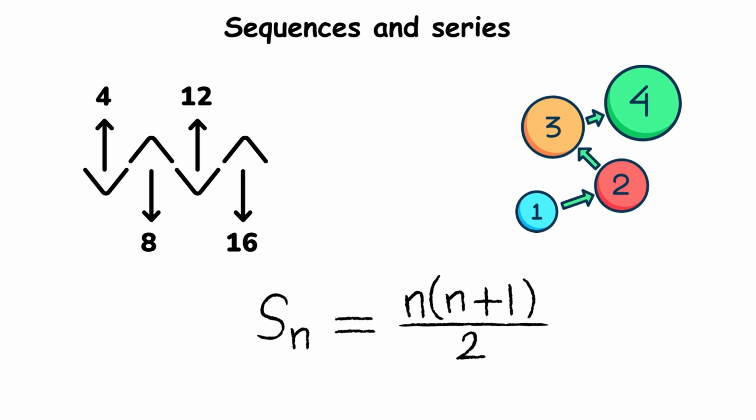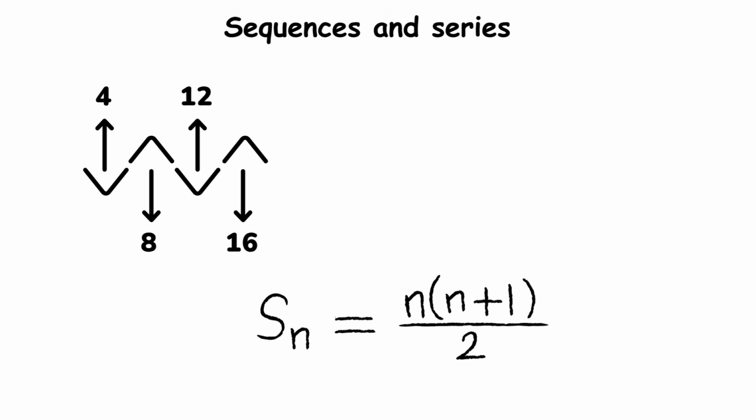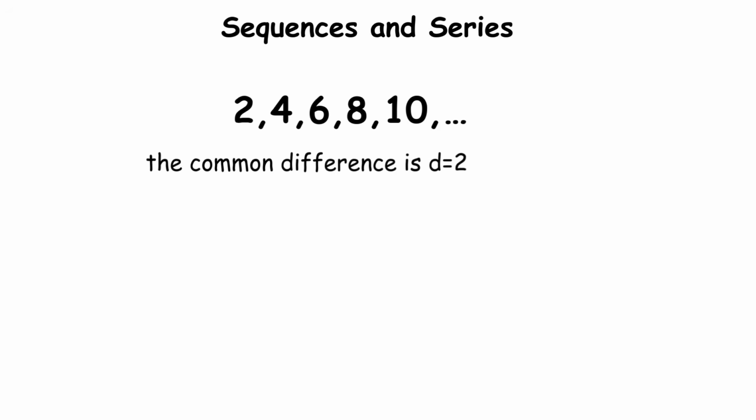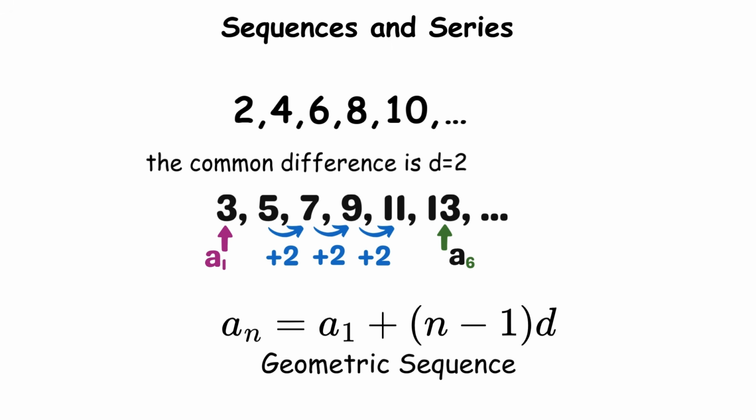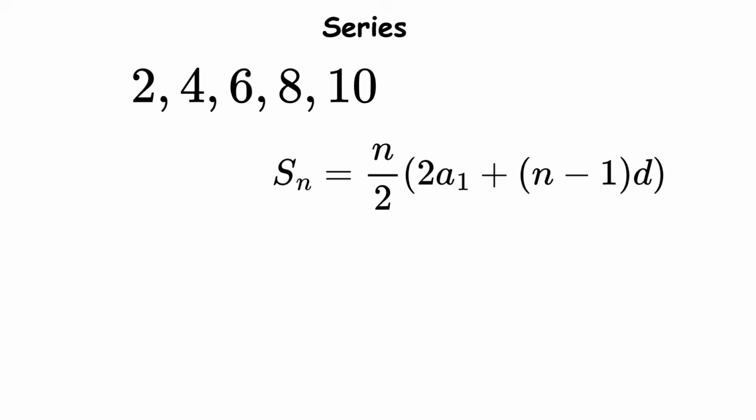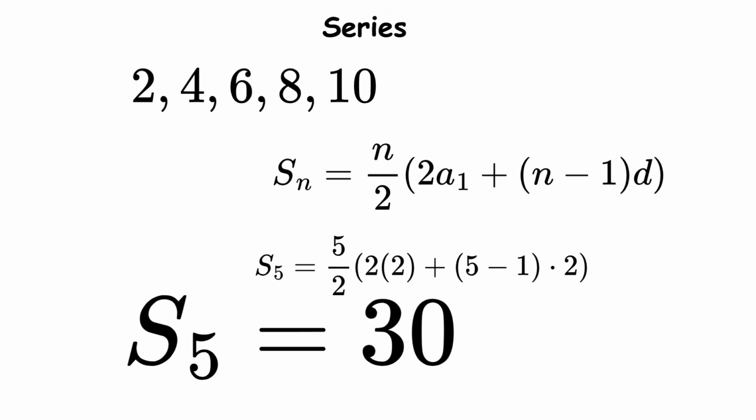Sequences and series are also part of advanced algebra. A sequence is an ordered list of numbers following a specific pattern, such as an arithmetic sequence where each term increases by the same amount, or a geometric sequence where each term is multiplied by a fixed value. A series is the sum of the terms in a sequence, and understanding how to work with them helps solve problems involving repeated or accumulating patterns.